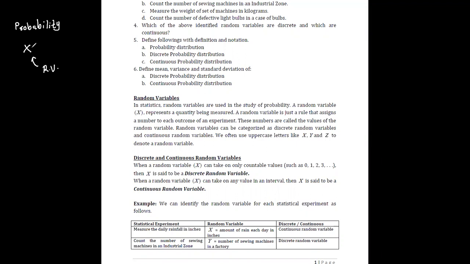If we look at what is actually meant by a random variable, it represents a quantity which is being measured. Therefore, prior to the theories of probability, we have to first define this quantity x, our random variable x. We can simply say that a random variable represents a quantity which is being measured.